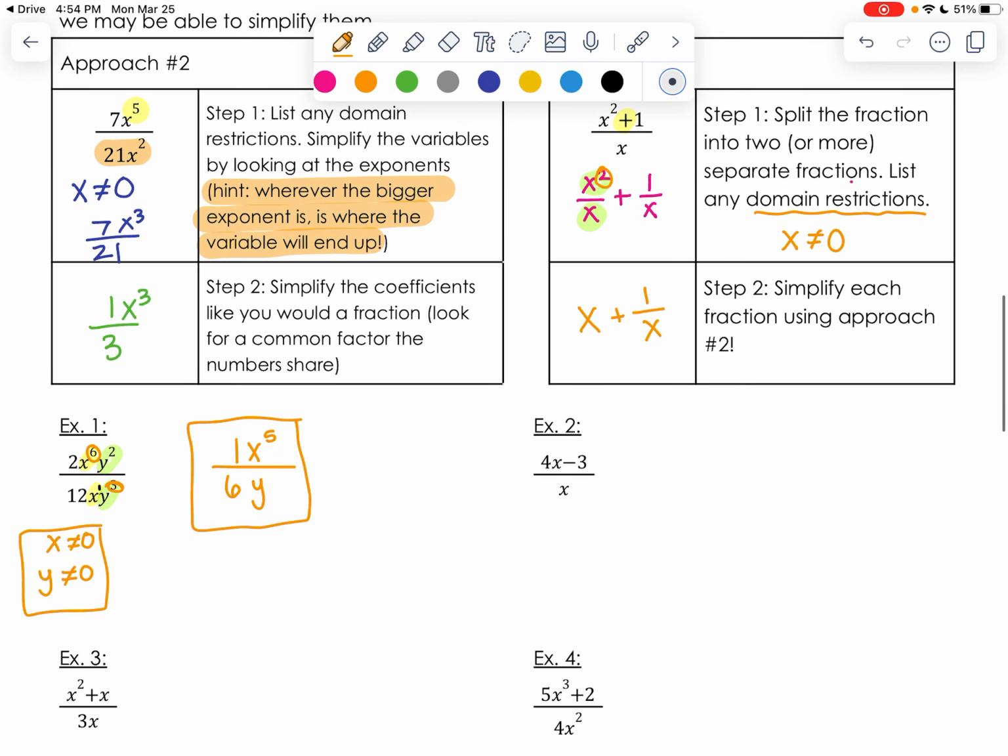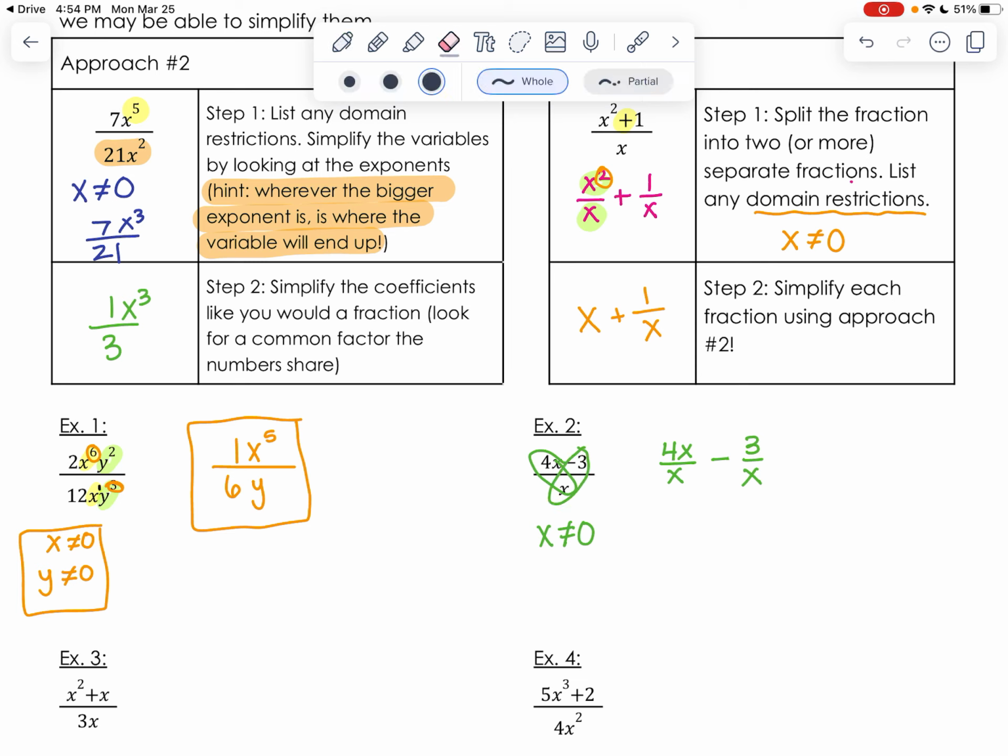Let's try an example here in example 2. I'm going to start by splitting the fraction. Now you could also at this step look at the domain restriction as well. I can tell right away that the domain restriction is x cannot equal 0. So now I'm going to split it up. We get 4x over x minus 3 over x. I've just split it into 2 separate fractions.